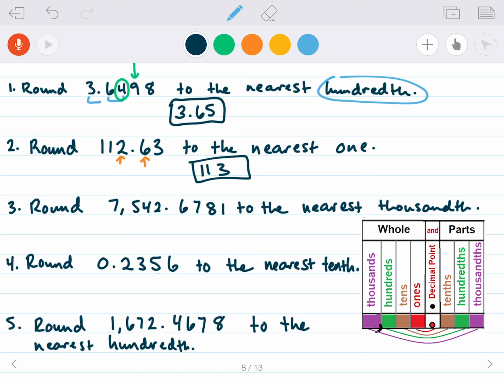7,542.6781 to the nearest thousandth. This time we want to cut off right here. And we're actually going to keep that thousandths number the same, that third number after the decimal.